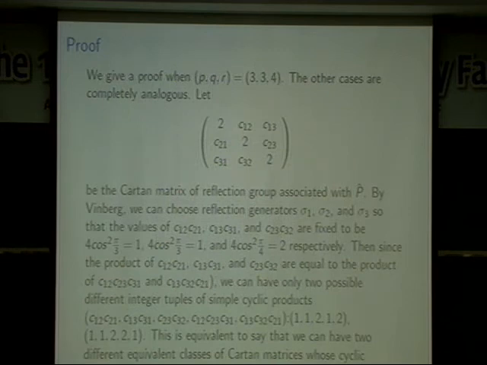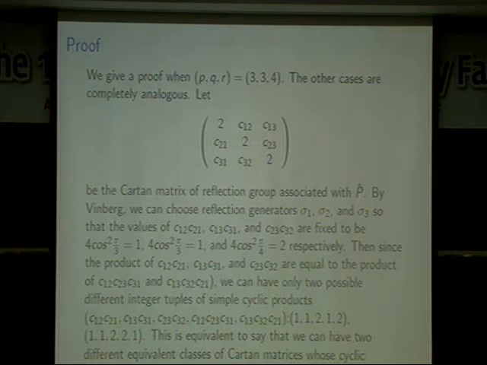Proof. We give a proof just when pqr is 3, 3, 4. The other cases are similar. So let this be a Cartan matrix. Then by Vinberg, we can choose reflection generators sigma 1, sigma 2, and sigma 3 so that c12, c21, etc. satisfy Vinberg's condition. So this is equal to 1, 1, 2 respectively.